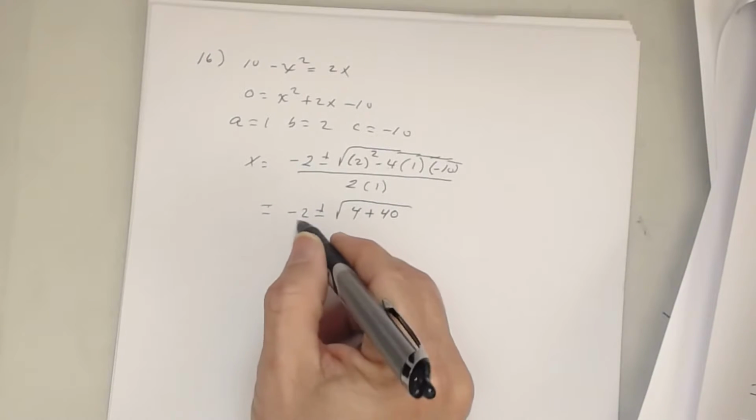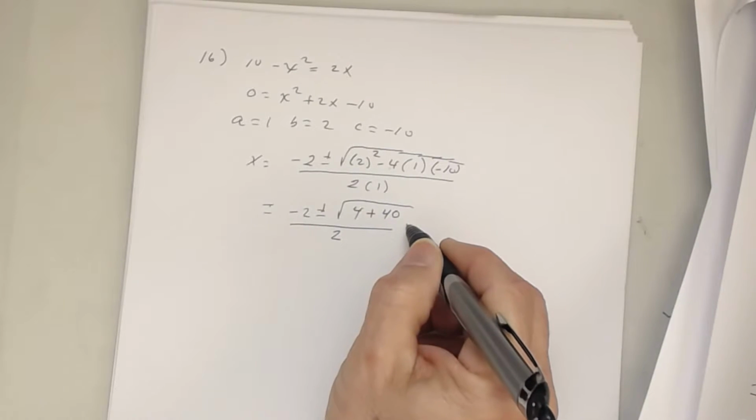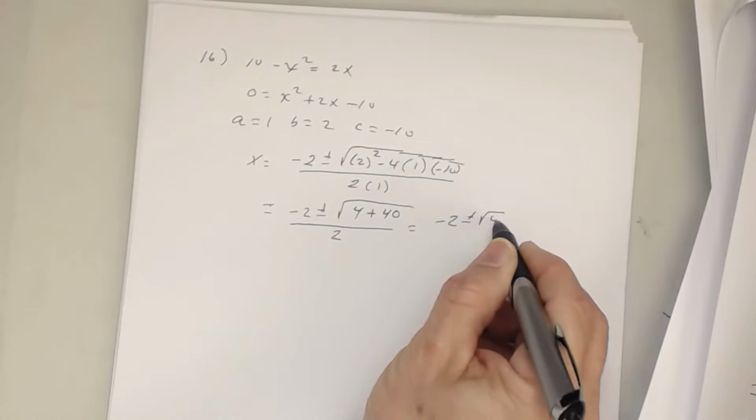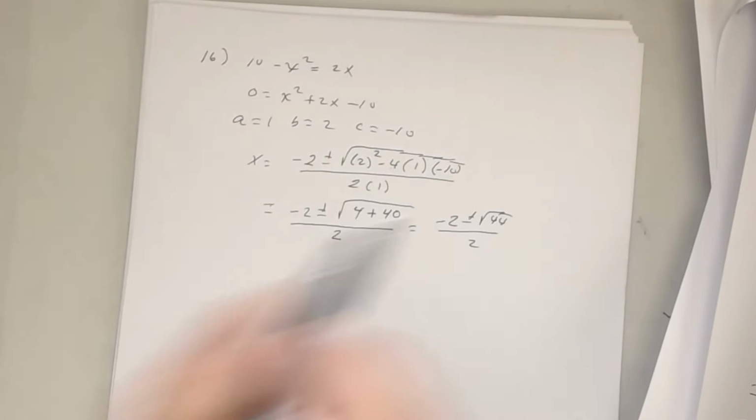+40, all divided by 2. 4 plus 40 is 44. That's where I'm at. Okay. Now look at the square root of 44. Can I simplify the square root of 44? Yes. We did a whole section on simplifying radicals. So that's where you're going to use that information.